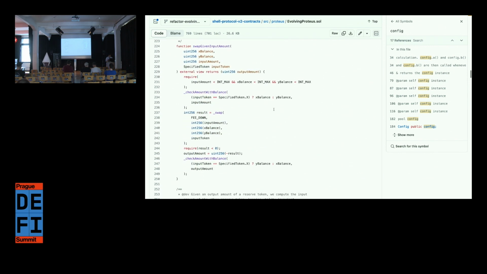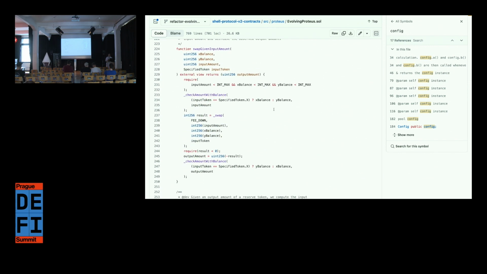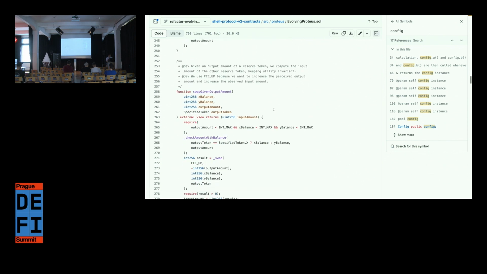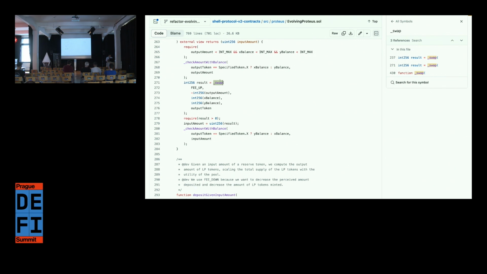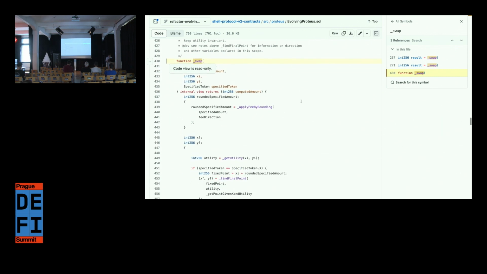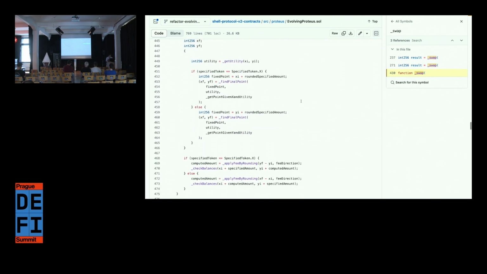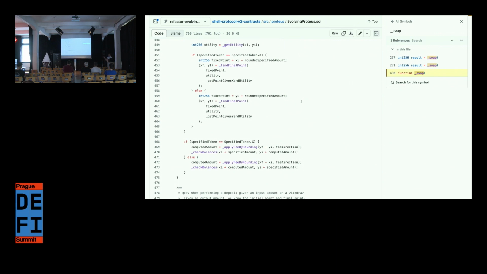So all these functions that you see, to swap or deposit, use the A and B values internally. And we determine the final point in the curve, the price, after the transaction ends. At the end, we determine the price or the position in the curve, and the curve evolves accordingly. So this is how the evolving Proteus pool works.